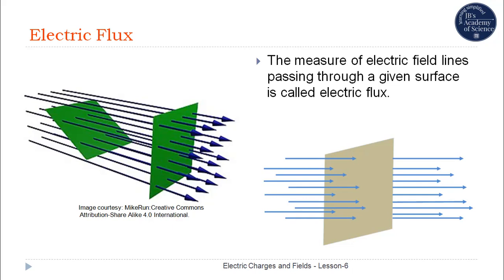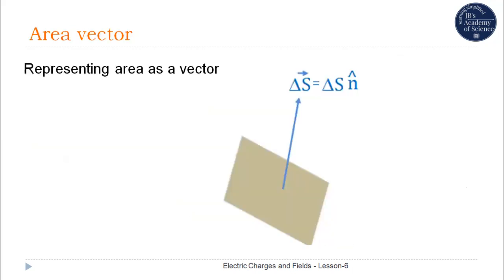So electric flux through an area which is placed in an electric field depends on the orientation of the area or surface placed in the electric field. It depends on the angle between the electric field lines and the area. Now, how to calculate electric flux passing through a surface or an area?